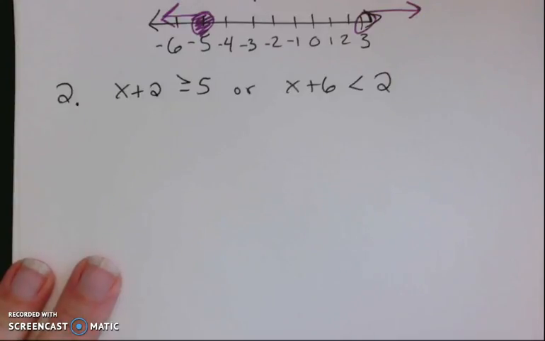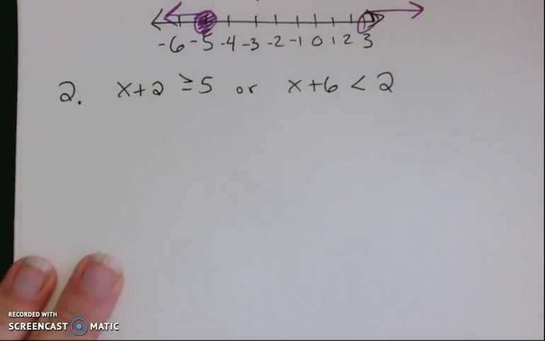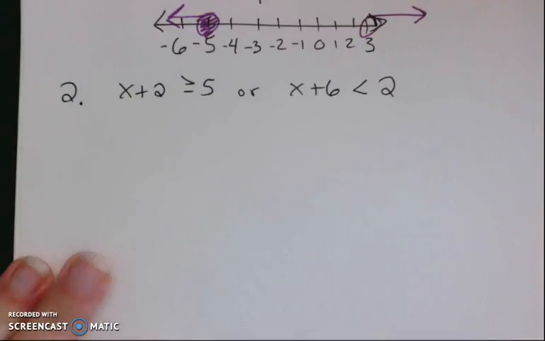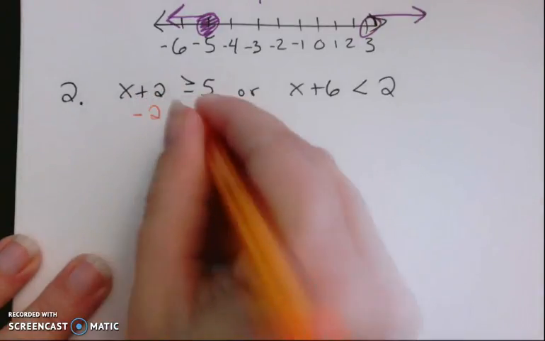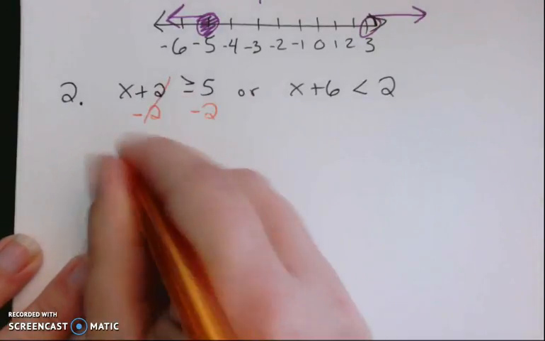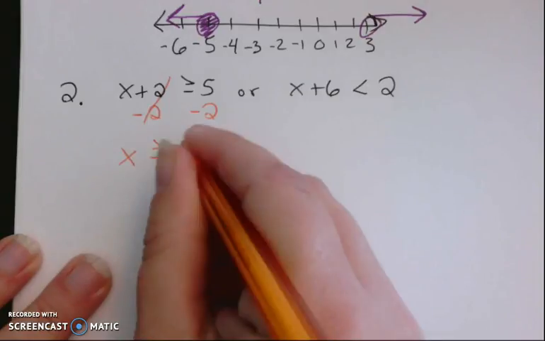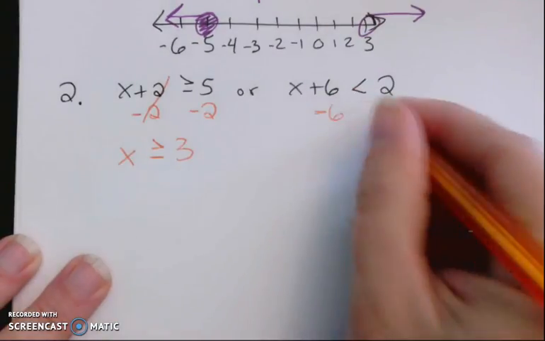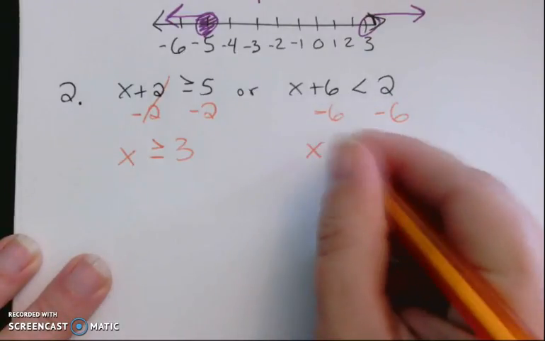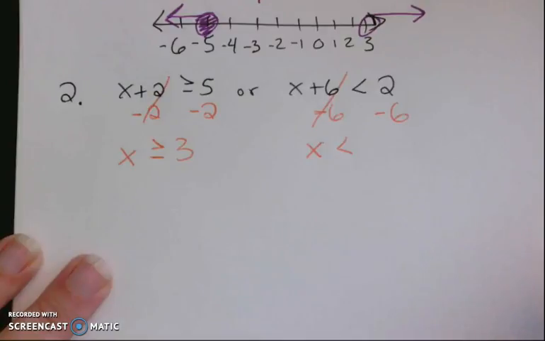Okay, here's number 2. Go ahead and copy that down. Pause the video to copy it. And then we're going to solve this. X plus 2, so to undo the adding 2, we subtract 2 on both sides. 5 minus 2 is 3, so that one's solved. And then we solve the next one, subtract 6 on both sides. So we get x is less than negative 4.